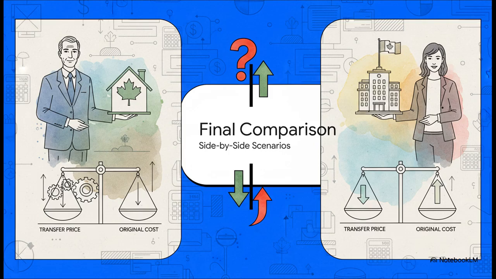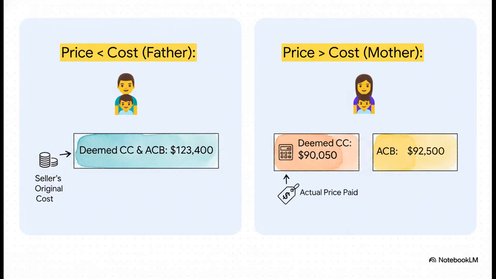To really hammer this home, let's do a direct comparison. We'll put our two buyers, Joey's father from case 1 and Joey's mother from case 2, right next to each other. Seeing them side by side will make the different treatments crystal clear. And this slide really tells the whole story, doesn't it? On the left, with the father, because the price was below the original cost, his tax numbers, both the deemed capital cost and the ACB, are tied to Joey's higher original cost. On the right, with the mother, her deemed capital cost is calculated with that specific formula, while her ACB is simply the price she paid. It's just amazing how that one single factor, the sale price versus the original cost, completely changes the tax reality for the buyer.